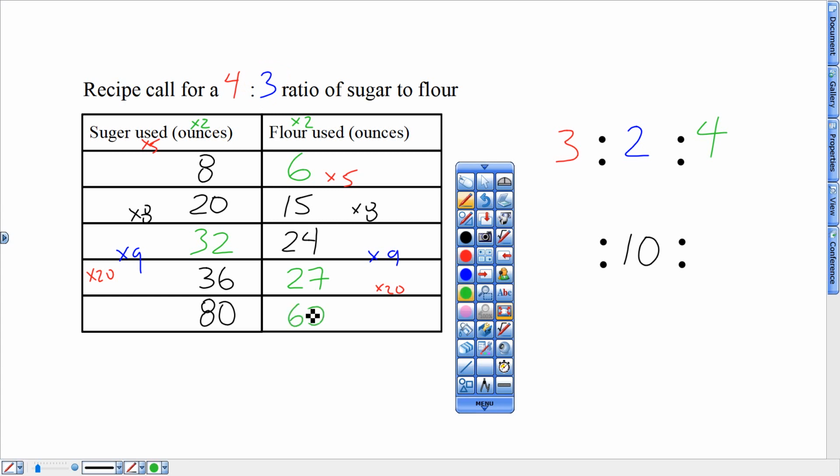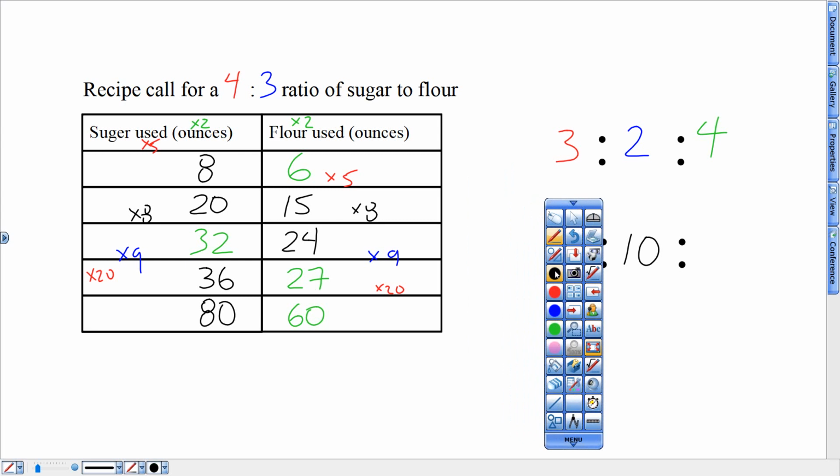And if I did that right, all these values should be the same. 4 divided by 3. That should give me 1.3 repeating. Let's see, 4 divided by 3. Yep. If I do 8 divided by 6, that gives me 1.3. Yep, same value, equivalent. 20 divided by 15 gives me that same value, 1.3. They're equivalent. 32 divided by 24 gives me that same value.